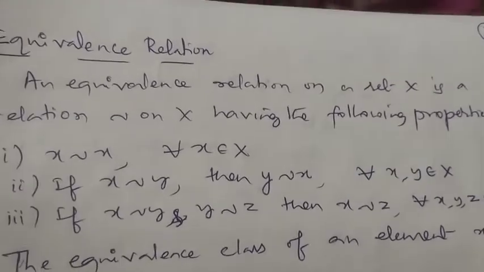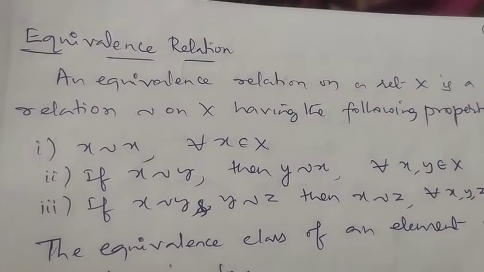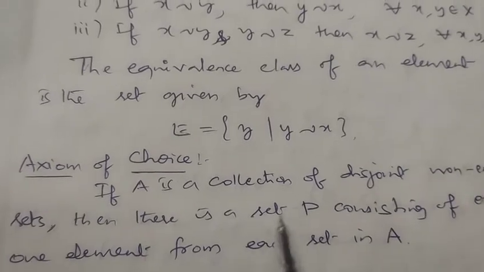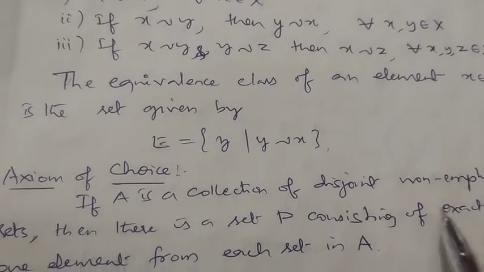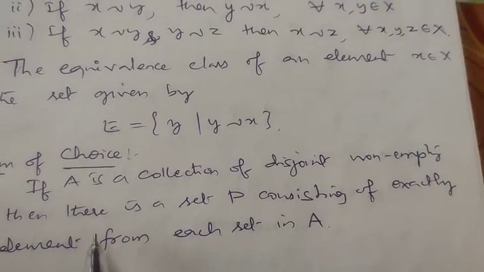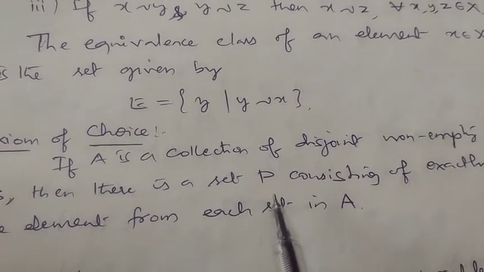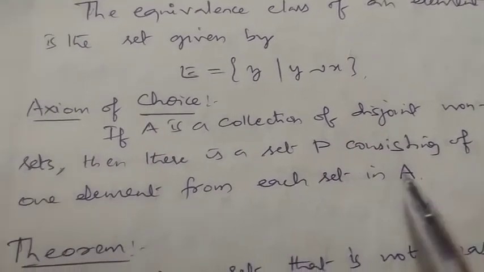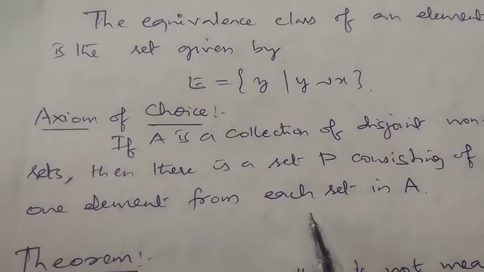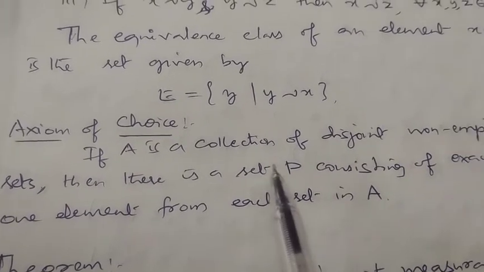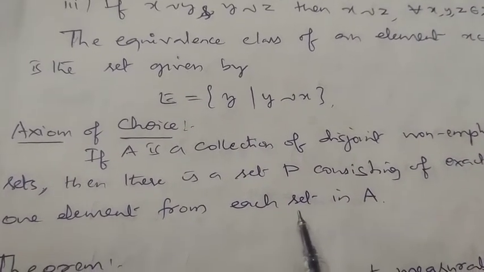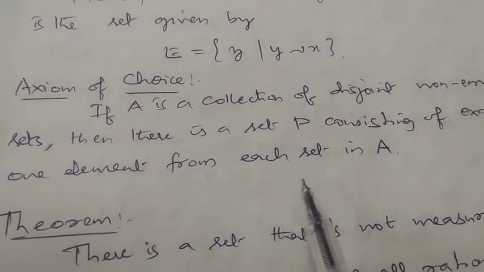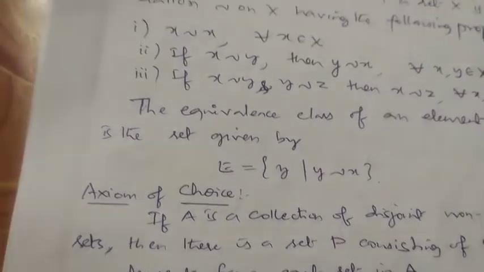Now let us take up the axiom of choice. The axiom of choice says, if A is a collection of disjoint non-empty sets, then there is a set P consisting of exactly one element from each set in A. This is the axiom of choice.